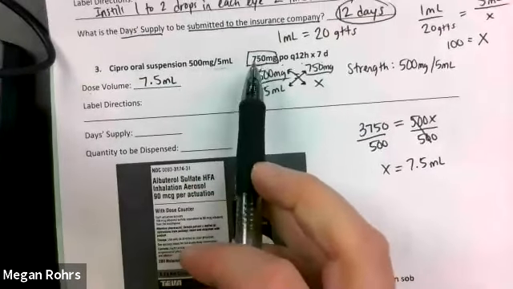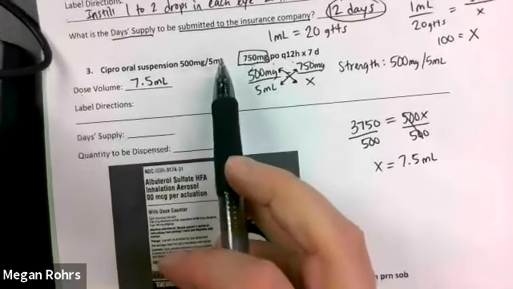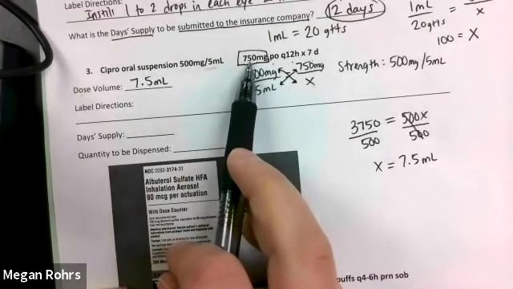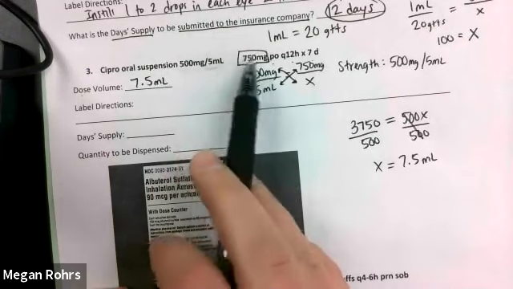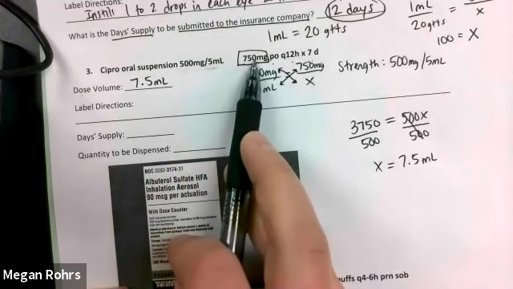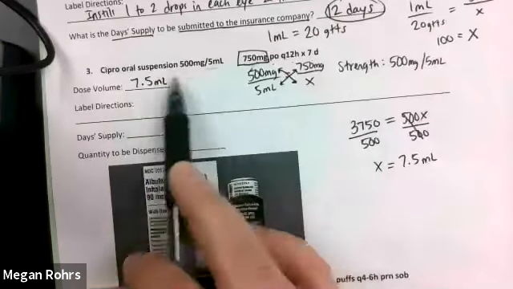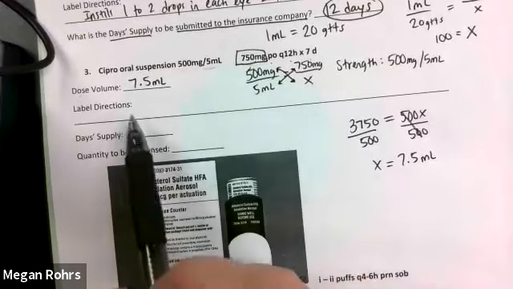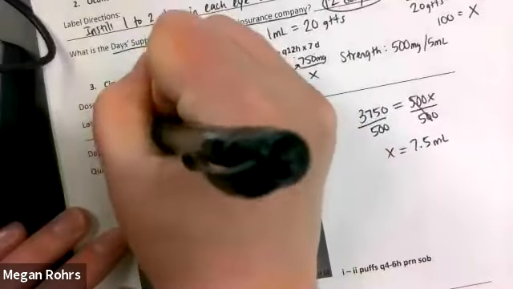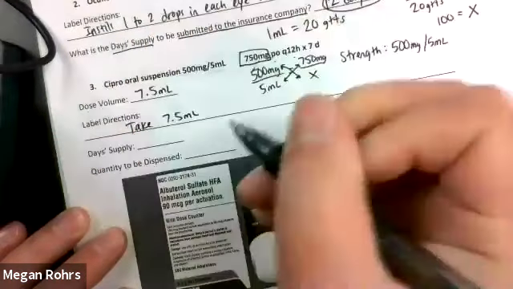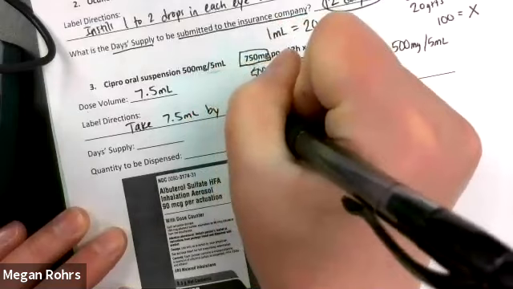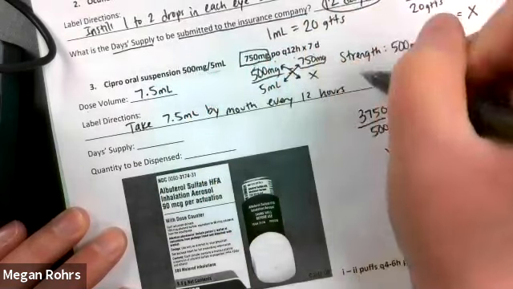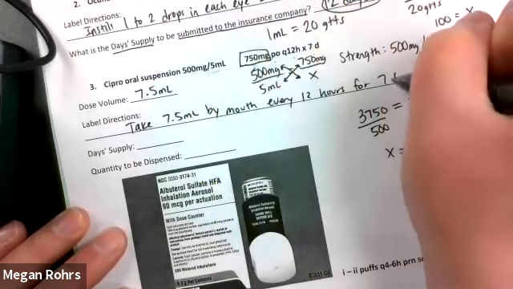Remember, when you're writing your directions for a liquid, it's much better to give the patient a liquid measurement rather than a weight measurement, because there's no way they're going to know how to pour out 750 milligrams of a solution. So we have to make that calculation and enter it into our SIG as well. In this case, we would say take 7.5 mL by mouth every 12 hours for 7 days.